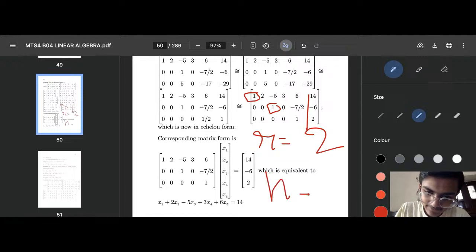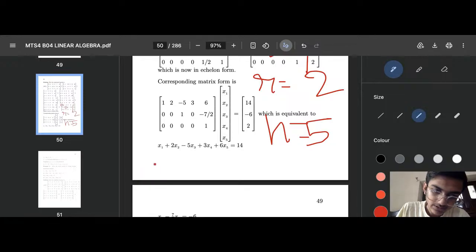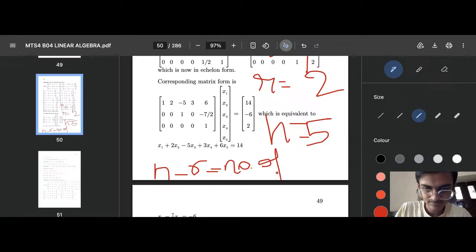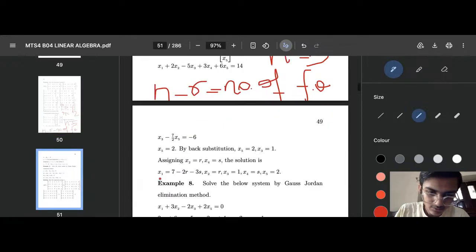Unknowns are 5. So what's the difference between them? That will be called free variables. N minus R will be the number of free variables. I'm writing FV for free variables, and for those free variables you can choose whatever value you want. So here we have also chosen RNS, and we got this.